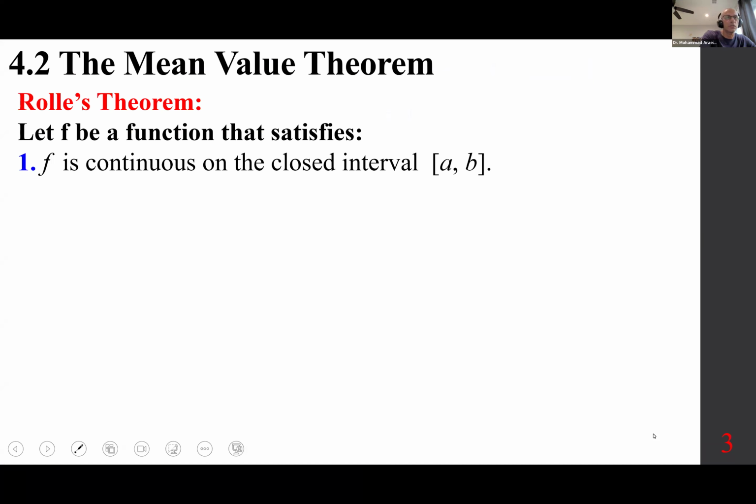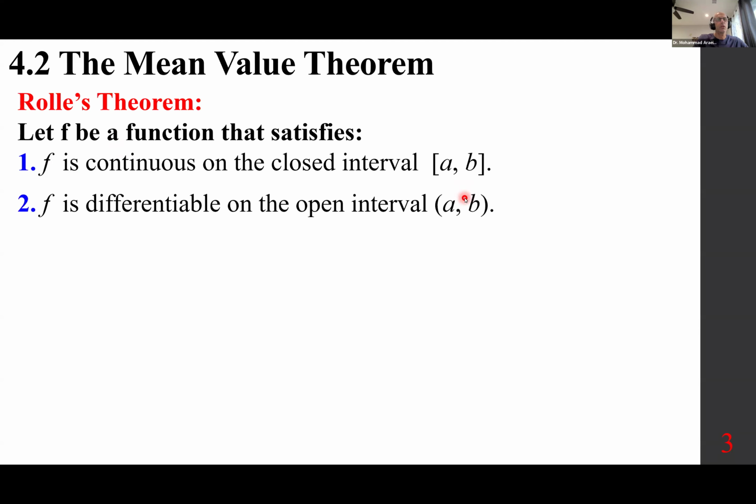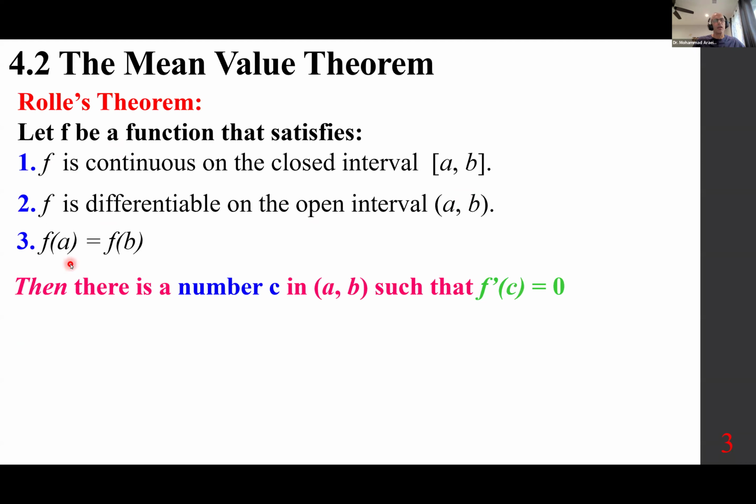We start with Rolle's theorem. Let f be a function that satisfies the following. Number one, f is continuous on the closed interval from a to b. Number two, f is differentiable on the open interval from a to b. Number three, f of a equals f of b. That means the endpoints have the same functional value, the same y coordinate in essence. Then there is a number c in the open interval from a to b such that f prime of c equals 0.